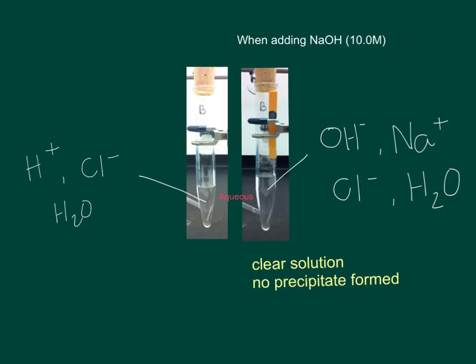Because in our unknown mixture we didn't have any base, after we separated the aqueous layer from the ether layer, in our aqueous we had only hydrogen ion, chloride ion, and water. So when we added sodium hydroxide to make the solution basic, the solution stayed clear and no precipitate formed. In that aqueous layer, there were hydroxide ion, sodium ion, chloride ions, and water.